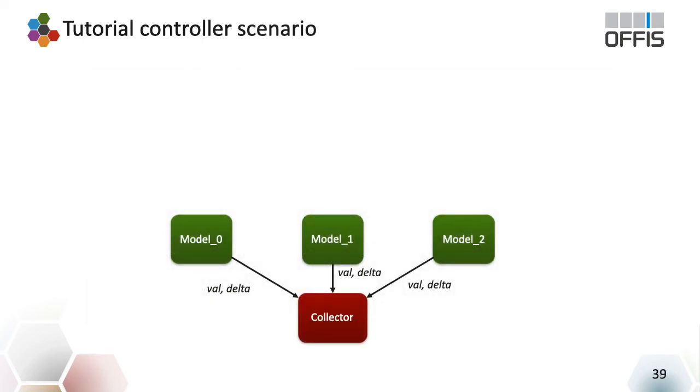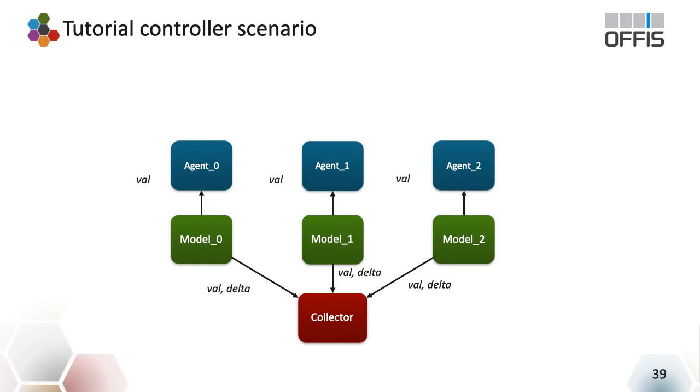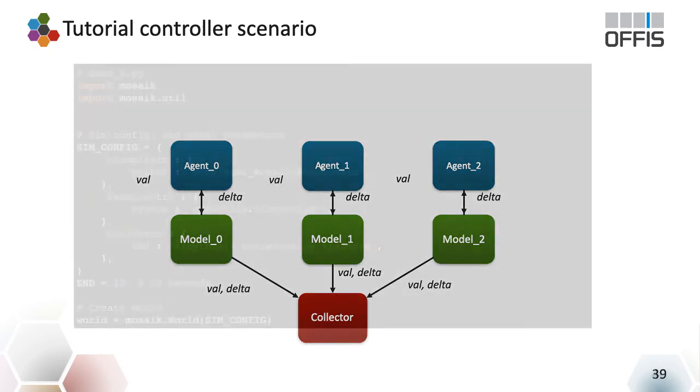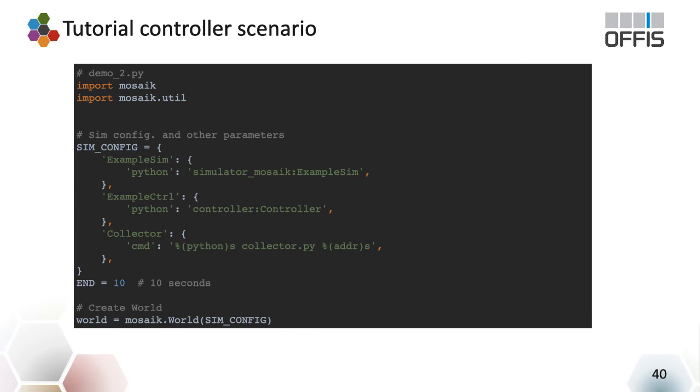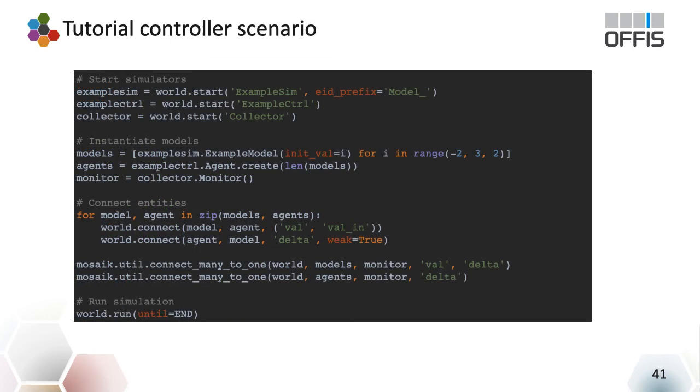So now we want to create a scenario with this. We have the three models and a collector. And now we add the three agents and we send the value from the model to the agent and send the delta back from the agent to the model. So here again, the scenario script looks quite similar to before. The only change here is that we add the example controller, which is this new controller we implemented now. This is also the same code. We just added here the controller start. Here we instantiate this example controller.